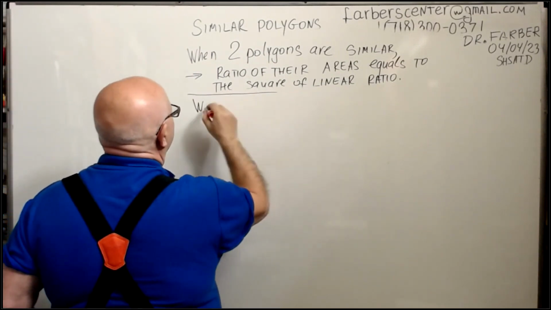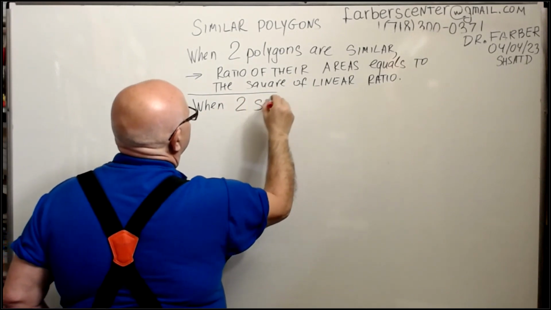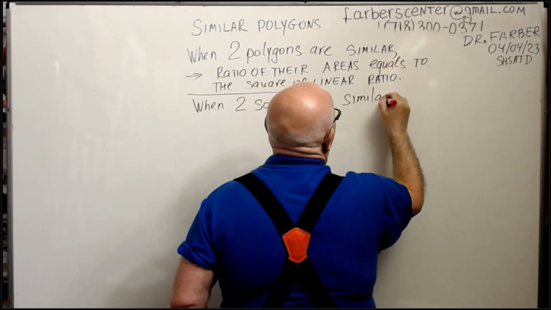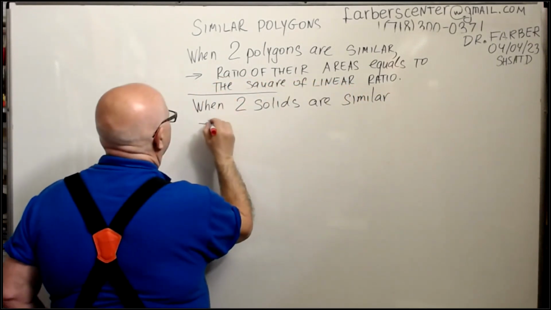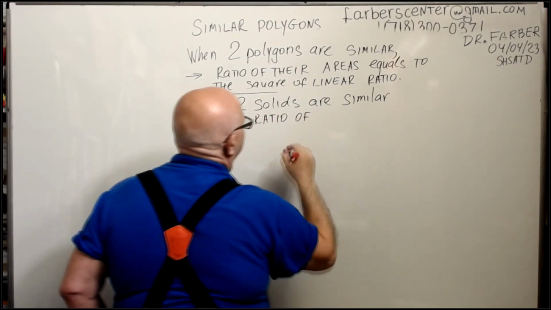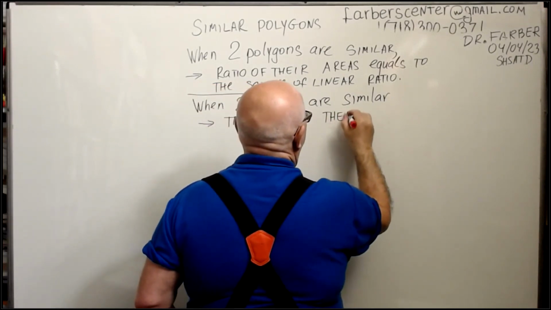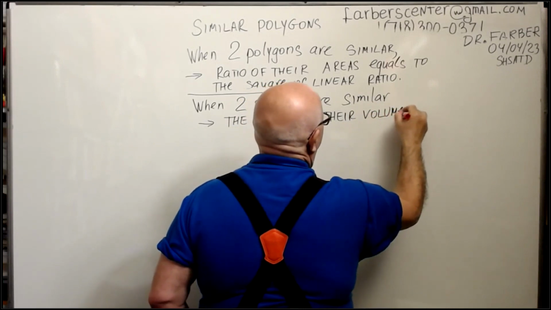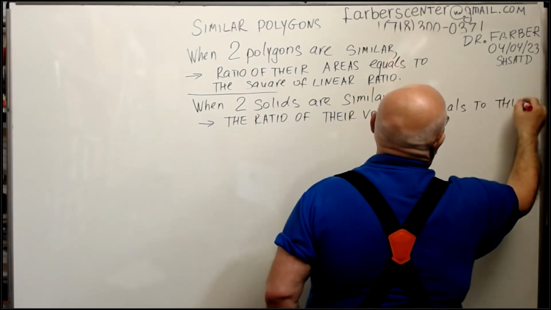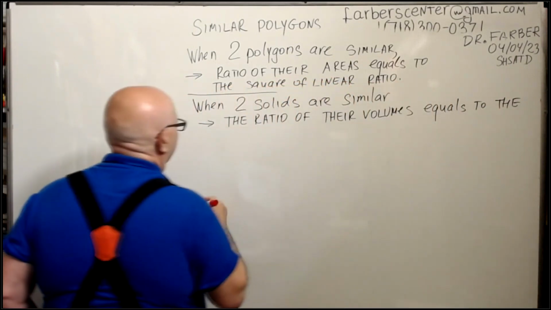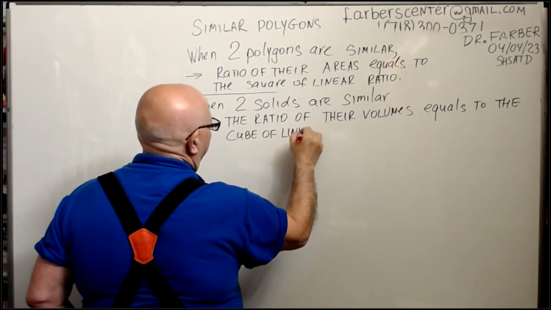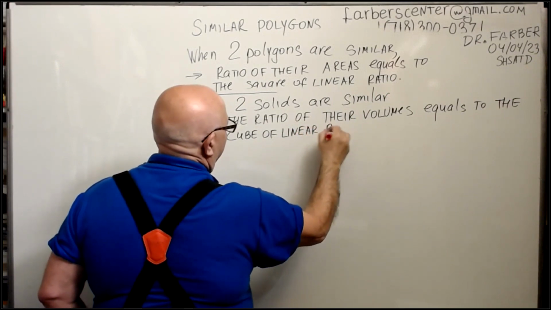When two solids are similar, then the ratio of their volumes equals the cube of linear ratios.